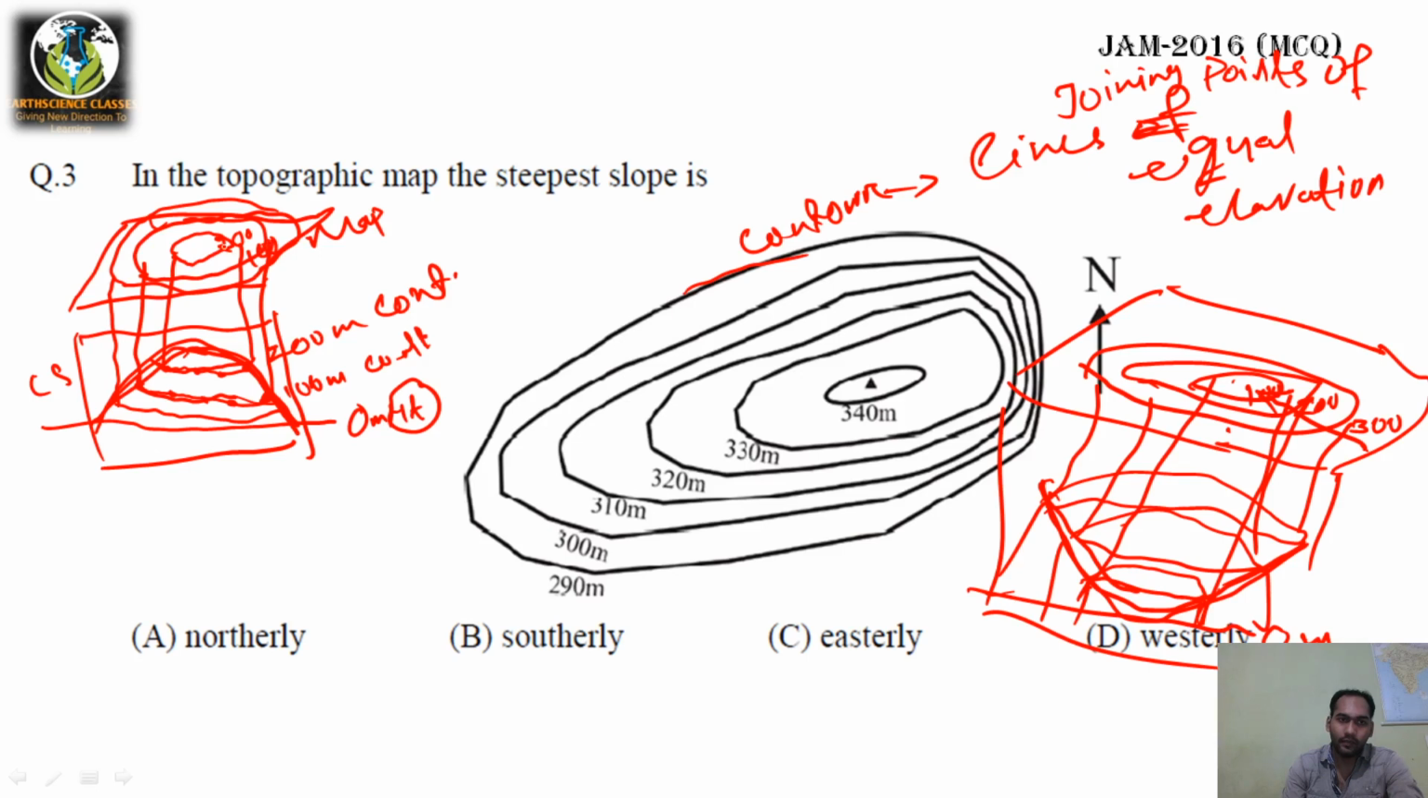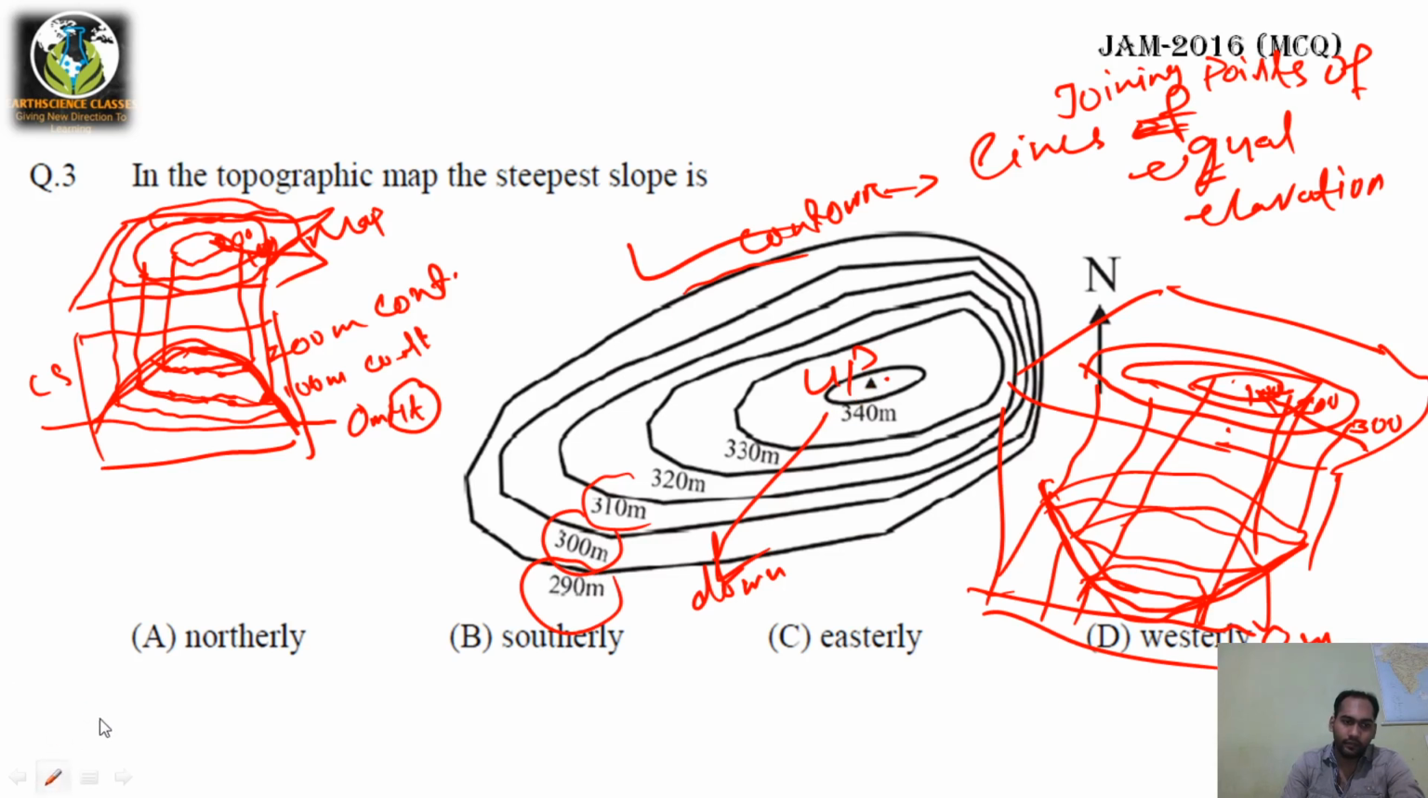But here, as you move inside, the value is increasing. So here, as you see, this is 290, this is 300, this is 310. So the value is increasing towards the center. Okay. So the arrow mark is always towards the downside, right? That means the elevation is higher at the center and the elevation is lower at the outer region.